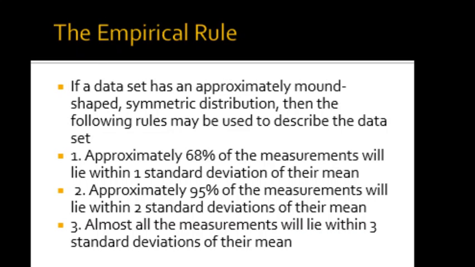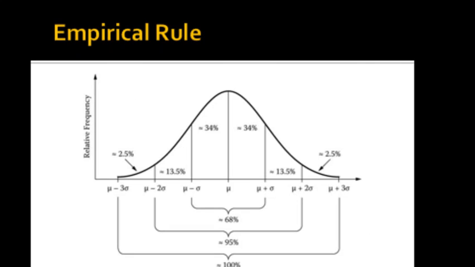So let's look at the graph of this. This is a symmetric distribution. As you can see here, if mu is the mean, that will be in the middle, and then mu plus sigma and mu minus sigma, within one standard deviation, is approximately 68% of the distribution. Within 2 standard deviations, 95% of the distribution, and within 3 standard deviations, almost all measurements will lie within these two values.